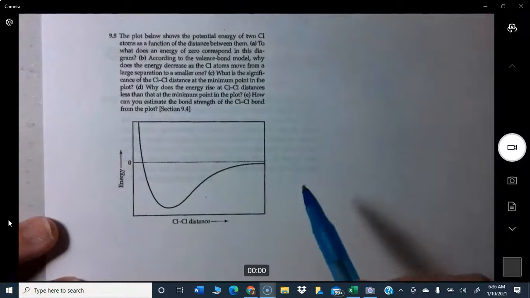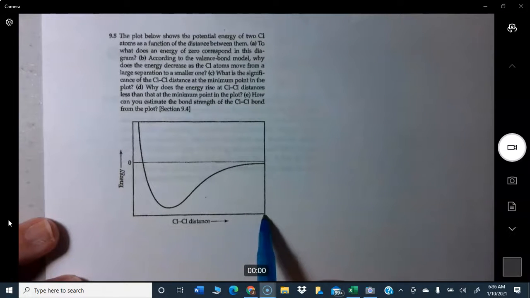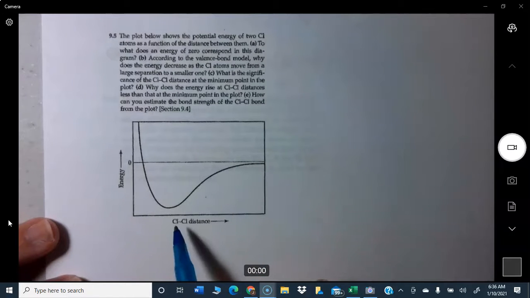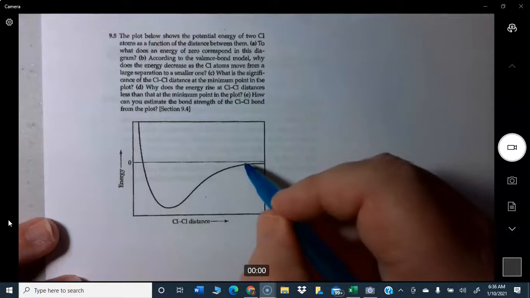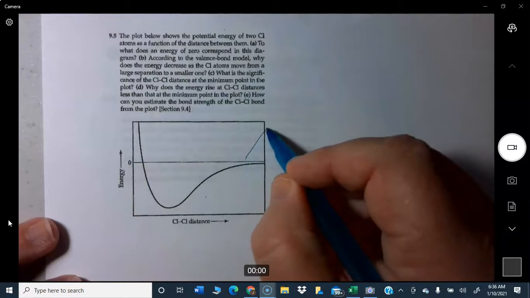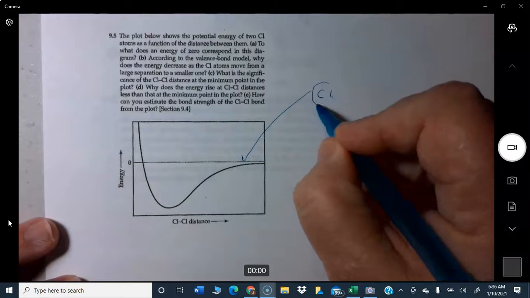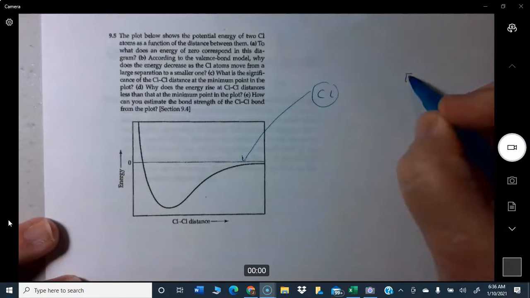Okay, so let's look at what's happening here. This is the distance. As you go to the right, the distance is farther away between the two atoms. It means the distance between the two chlorines. And this is how much energy. So if you look at this here, this is when the chlorine and the chlorine are far apart.